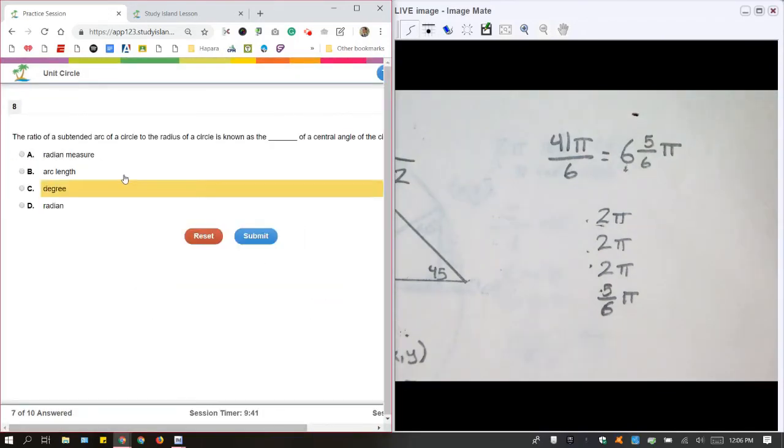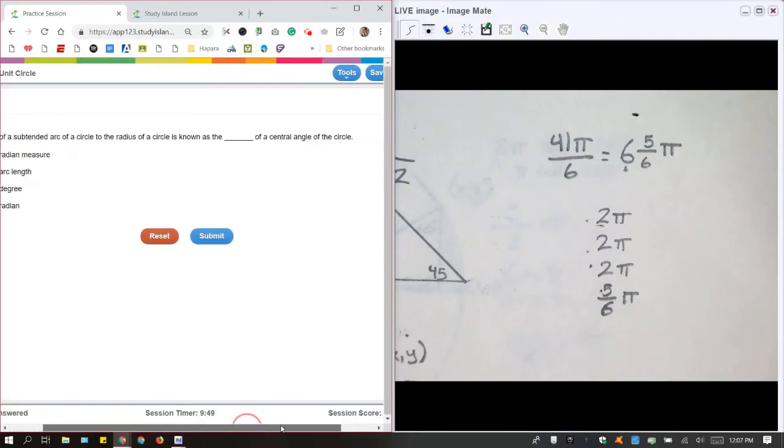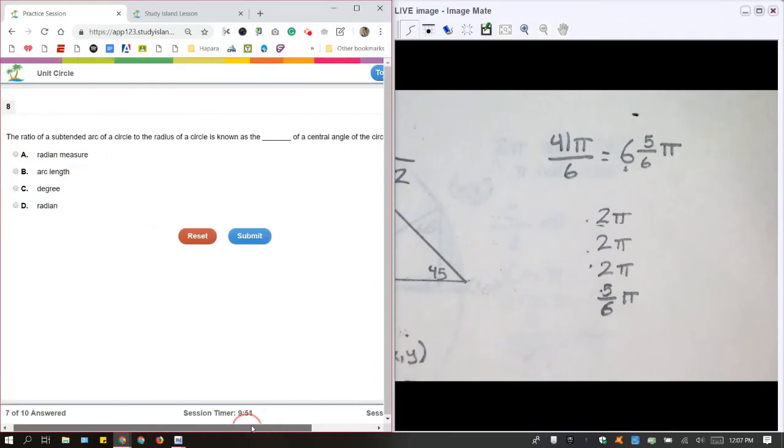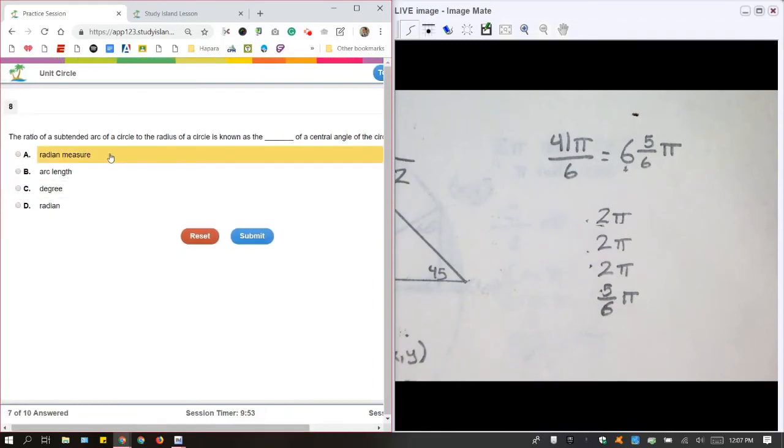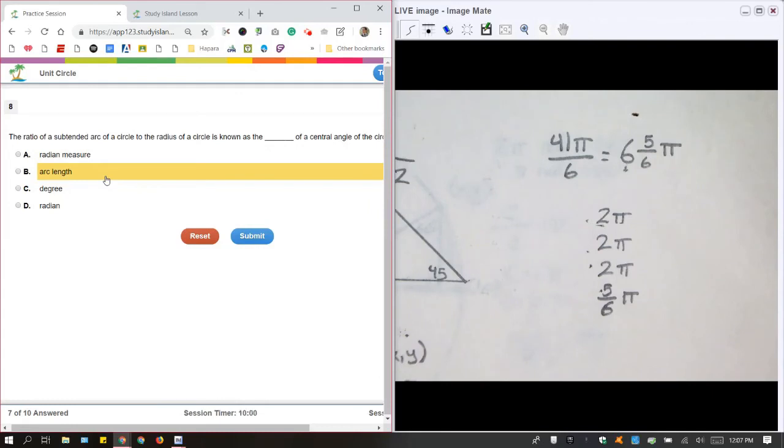All right, number 8. The ratio of a subtended arc of a circle to the radius of a circle is known as the blank of a central angle of the circle. So first of all, let's go through these. Arc length doesn't correspond to central angles. Central angles don't have arc lengths. Arc lengths are lengths of sections of the circumference.